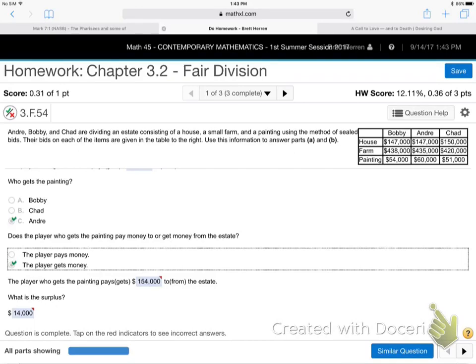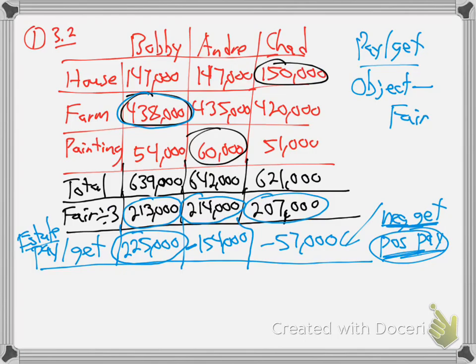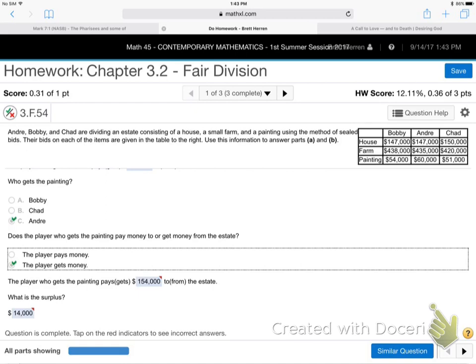Okay, third one. Who gets the painting? Well, painting right here. 60,000. Andre gets it, and Andre is minus 154. Minus, remember, means negative, means you get. So Andre gets the painting, and he gets 154,000. So there we go. Those are all good.